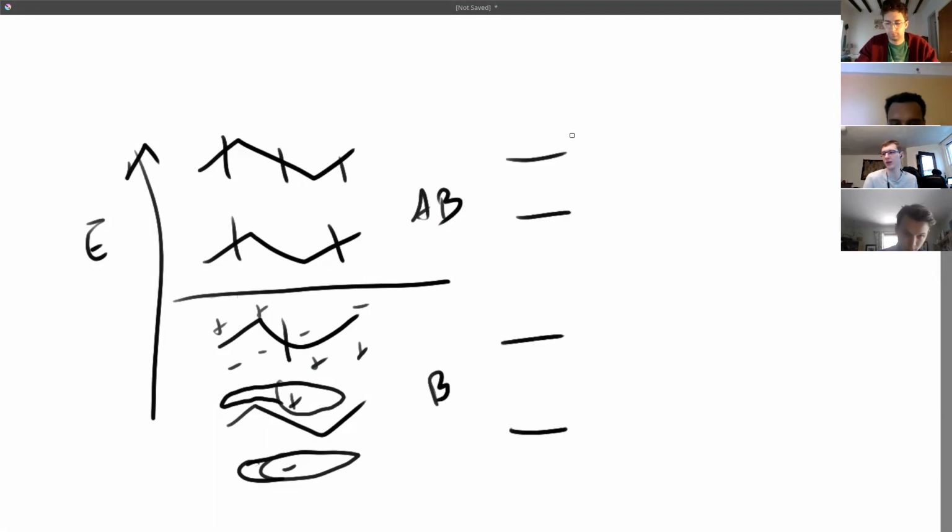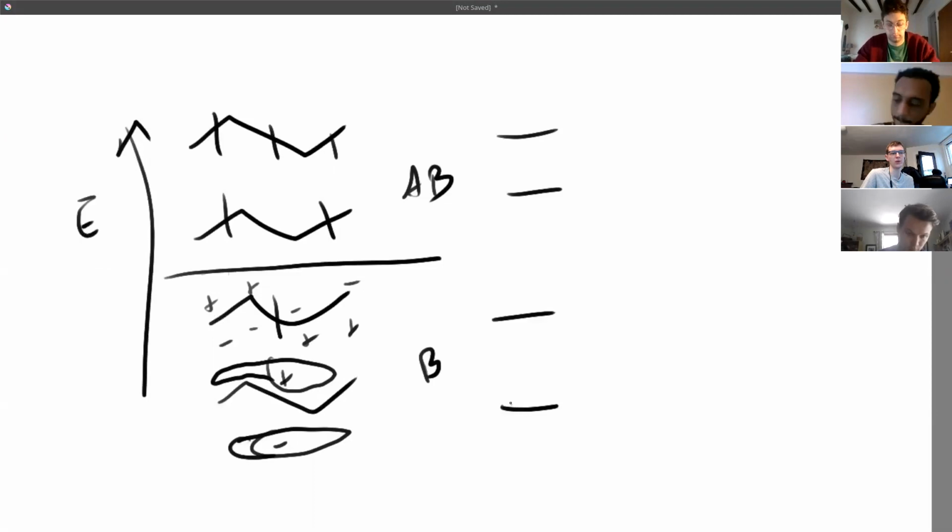Each of these orbitals, as with any other orbital in all of chemistry, I think, can only hold 2 electrons. So we just fill in from the bottom. There's 2. There are 2. Okay, and these are just empty.